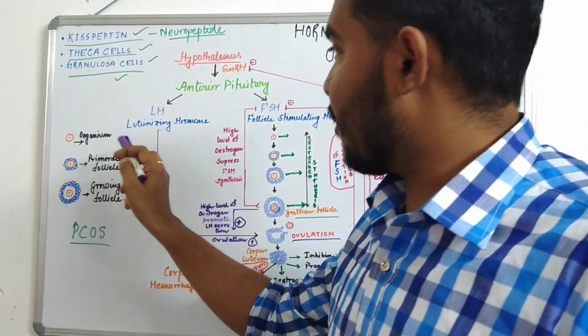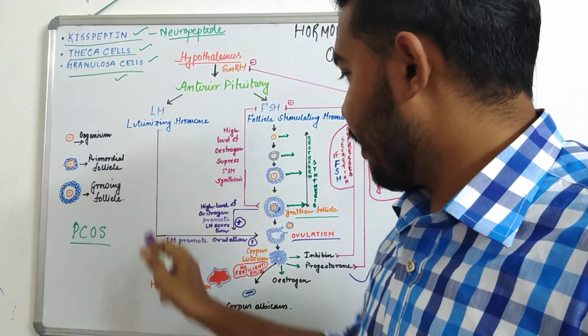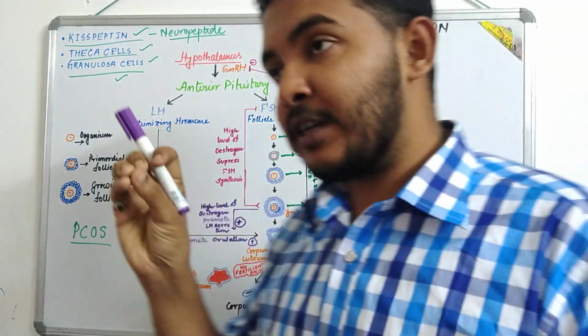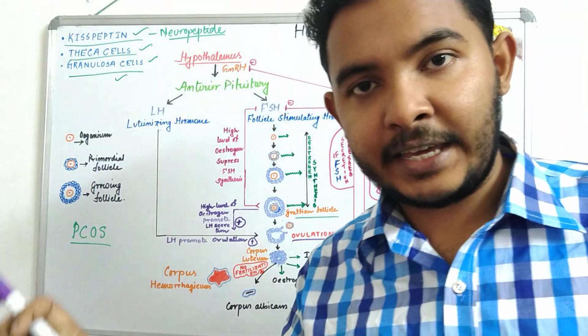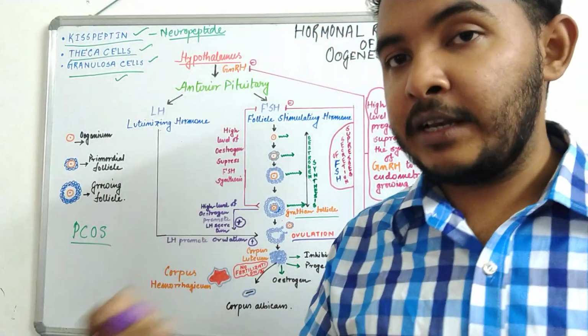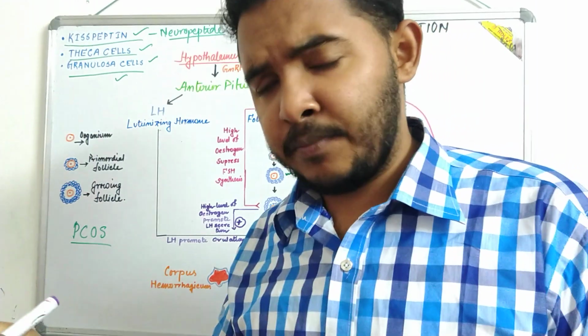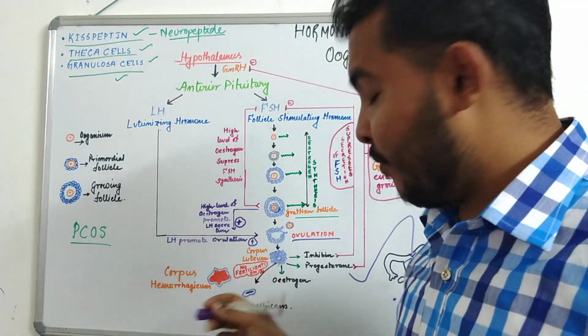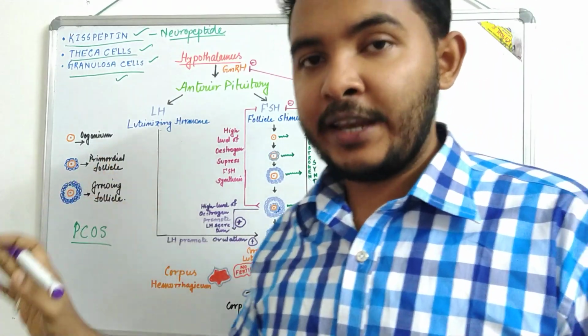On this side you can see LH, luteinizing hormone. LH promotes ovulation. Ovulation happens on the 14th day of a 28-day cycle. On the 14th day, the ova is released. It is supposed to get fertilized by a sperm, and then it stays there. This corpus luteum stays there until 28 days.